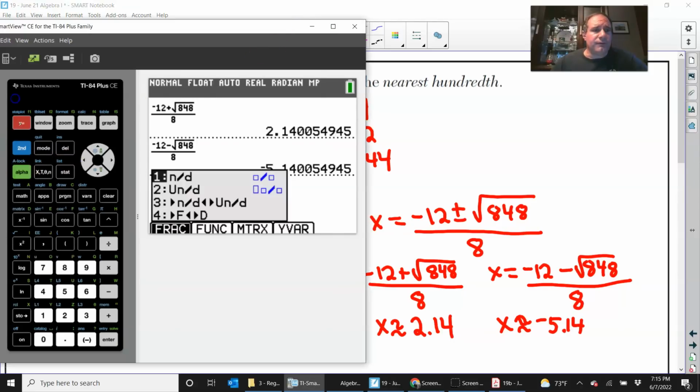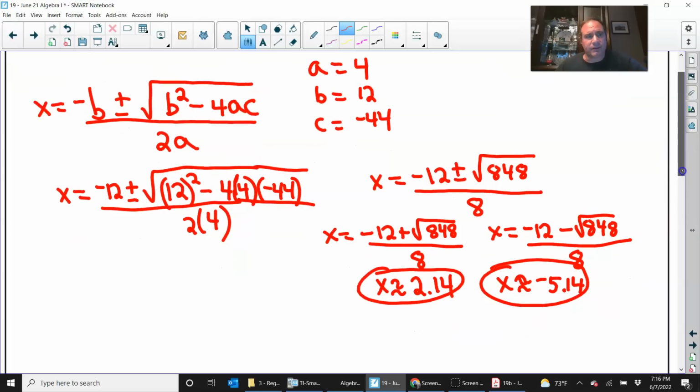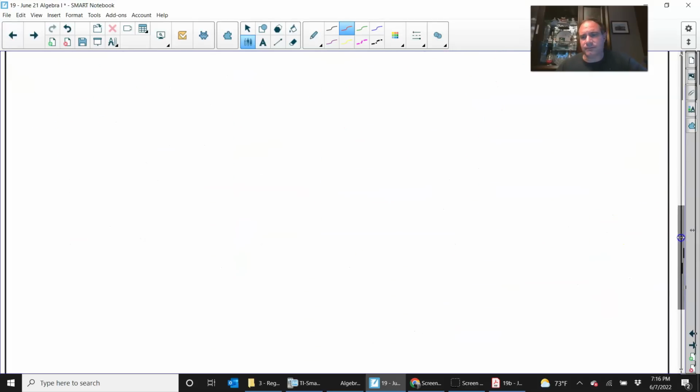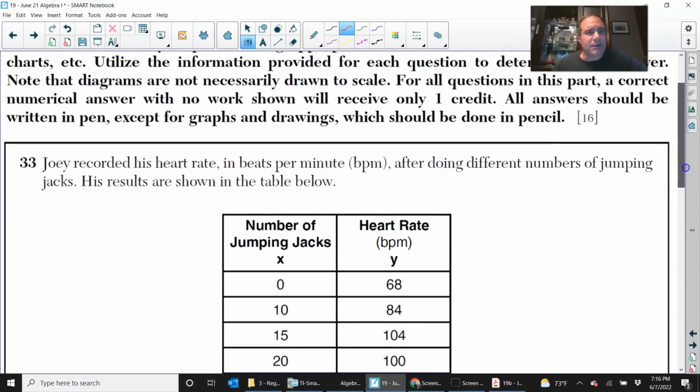If your calculator doesn't do the alpha x thing, you could do alpha y, and you could press 1, and the fraction symbol will come up that way. All right, so these are your answers right here. And that's to the nearest 100th. And that is 32. All right, 33, a little bit more difficult here.